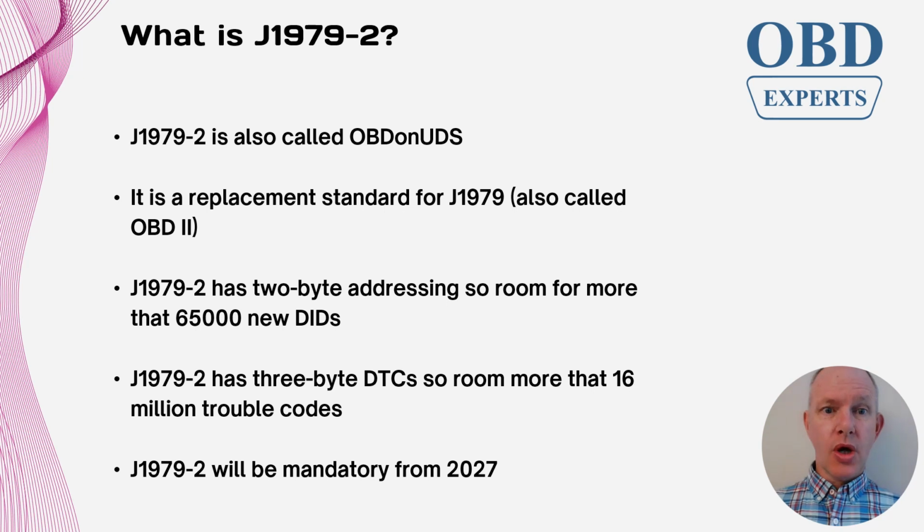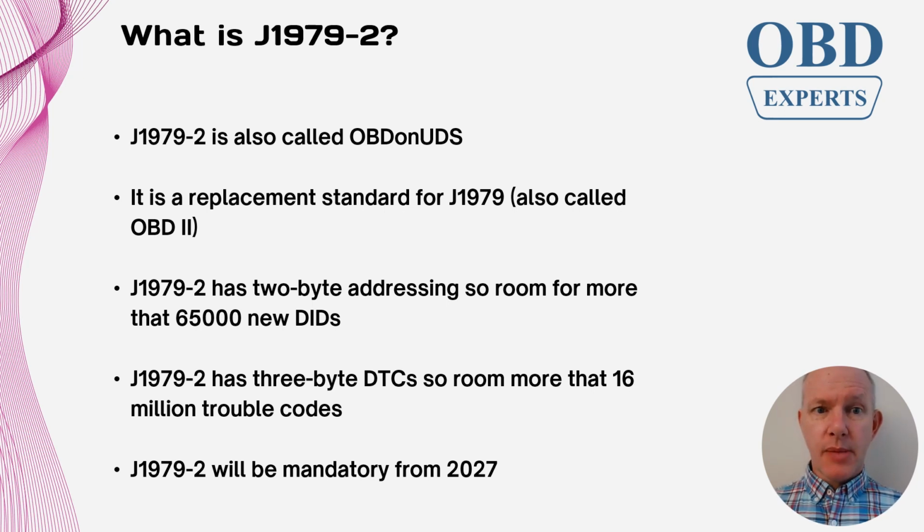Well, it's also called OBDonUDS, which is an acronym for Onboard Diagnostics on Unified Diagnostic Services. It's done away with the old J1979, OBD II, and what's now been called Classic OBD or OBD Classic. That used modes 1 to A hex to get the information from the vehicle, and instead it uses a subset of the UDS standard, which is described in ISO 14229. But we've already read that, so you don't have to. It uses UDS modes like mode 22 to read DIDs that mode 1 used to perform.